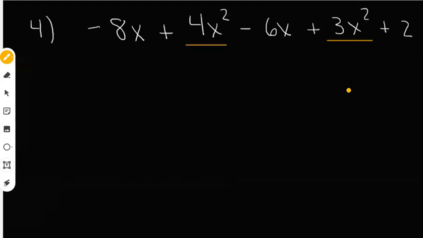Okay, so I underline my like terms first. I know that both of those are going to end with the x squared. I can put those together. I've got 4 and 3. What's 4 plus 3? 7, right? So I got my 7, and then I'm going to finish it with an x squared.